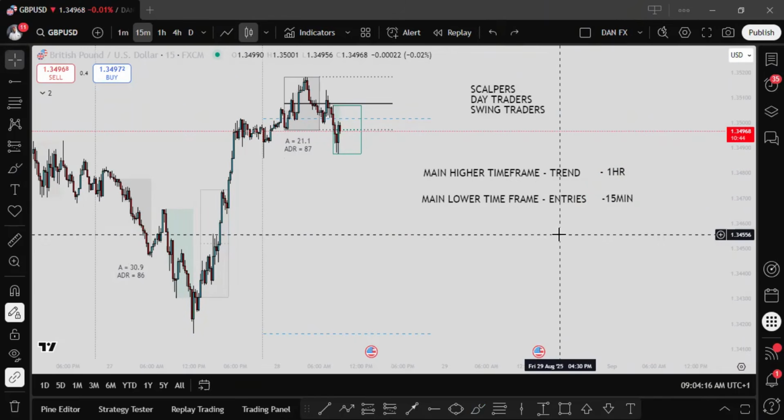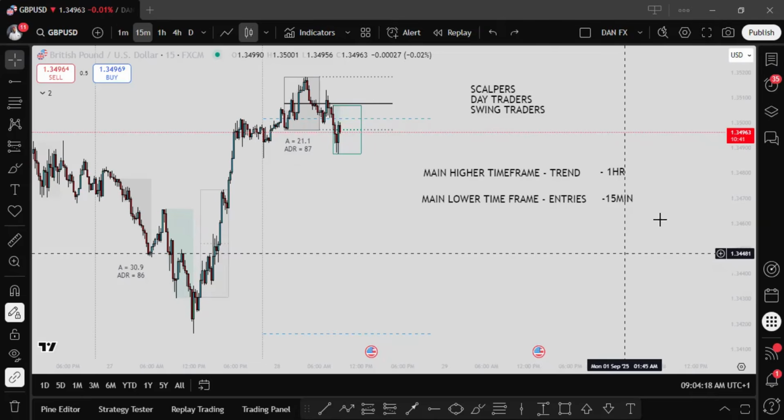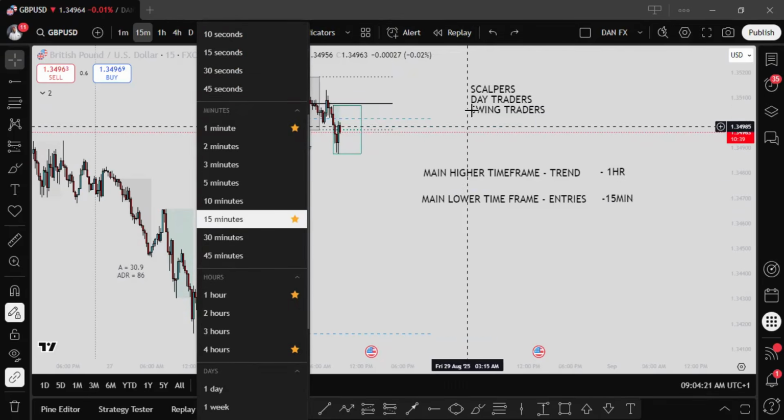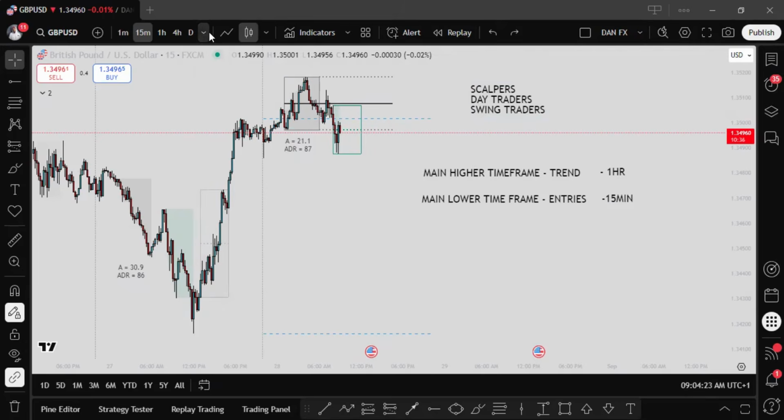Top-down analysis isn't a hard thing. You guys are complicating it because you're going to all these useless time frames that don't suit your trading style. If you're a scalper, there's no point going to the daily time frame.